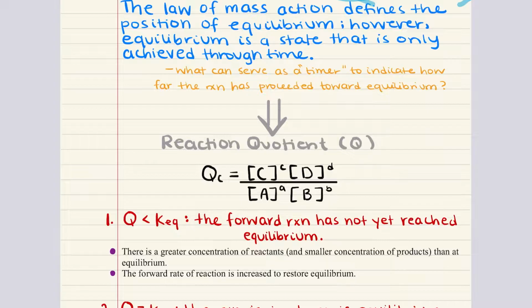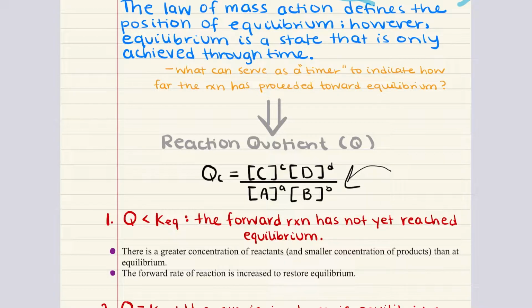And the way that we do that is we use the reaction quotient Q. At any point during a reaction, we can measure the concentrations of all reactants and products and calculate Q using the following equation.